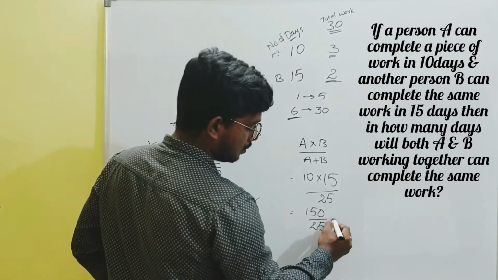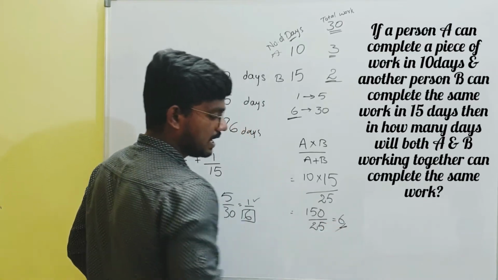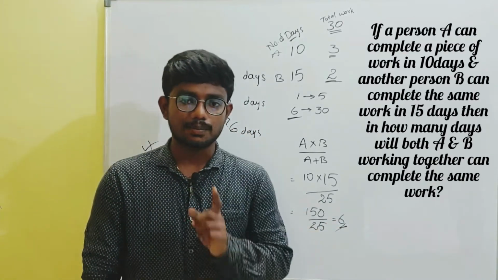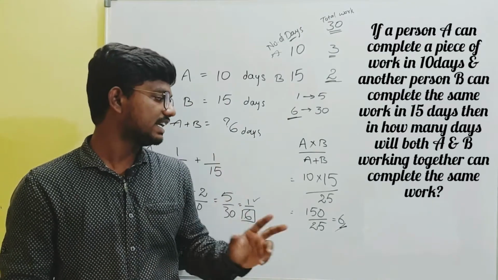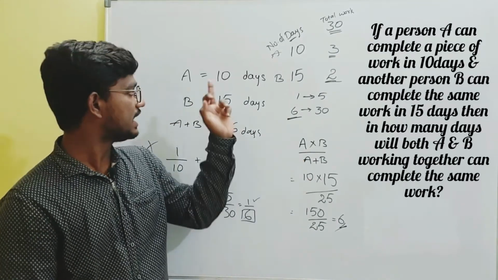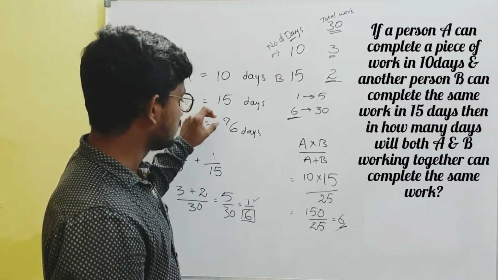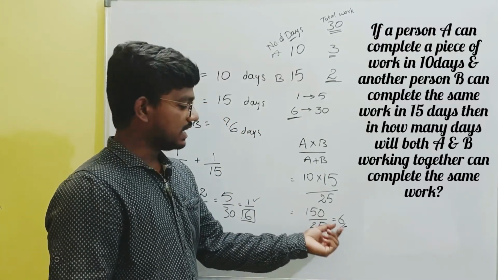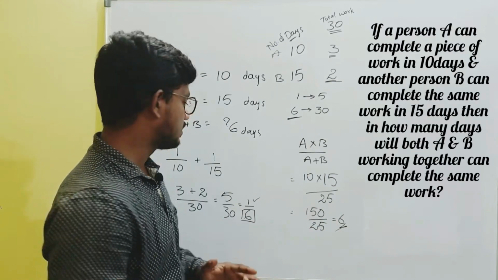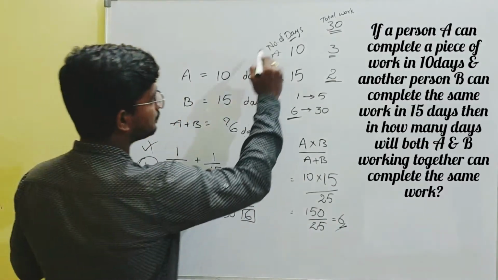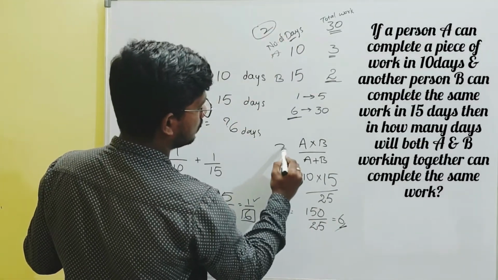Okay, so I get 6 as an answer. If no conditions are present in the given question, we can directly take AB by A plus B. We can directly multiply the number of days by adding the number of days. We can directly get the answer. These are the three methods we can solve it.